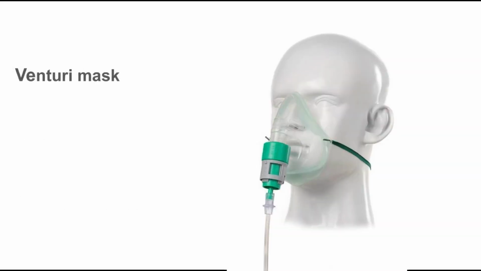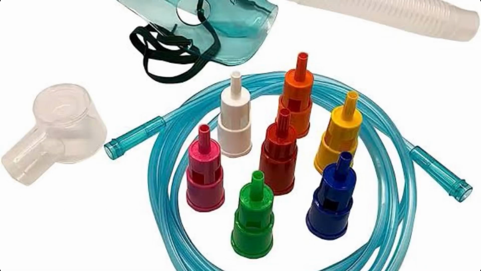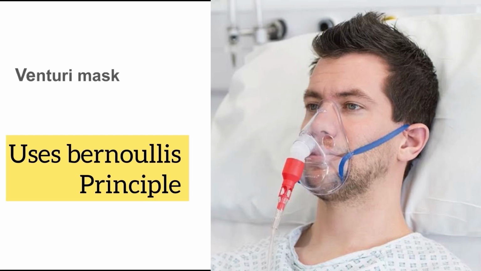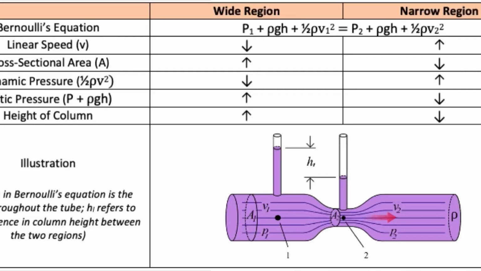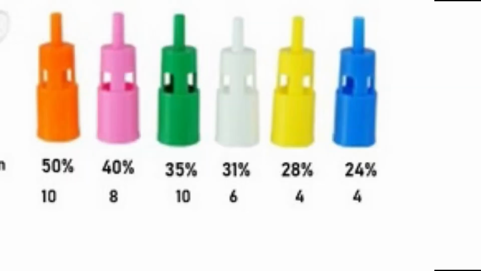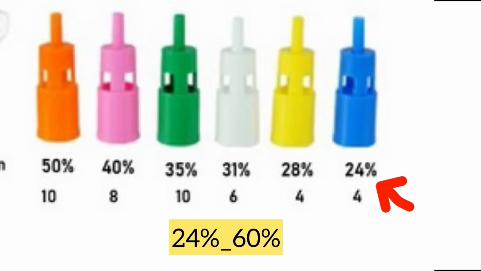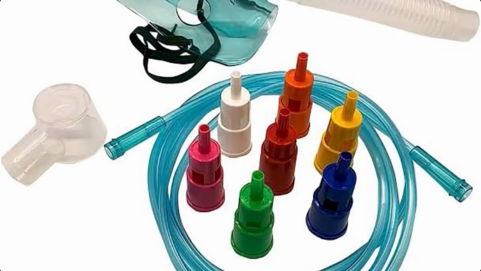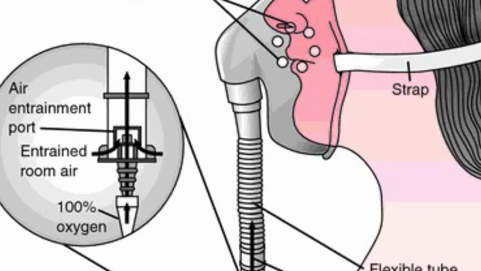This is venturi mask. A venturi mask is used to deliver a precise concentration of oxygen to patients. It is particularly useful for patients with COPD or other conditions that require controlled oxygen therapy. The mask can deliver specific oxygen concentrations ranging from 24 to 60% depending on the need of the patient. Venturi mask has color-coded adapters, each corresponding to a different oxygen concentration. These adapters allow room air to mix with oxygen, resulting in the desired concentration.